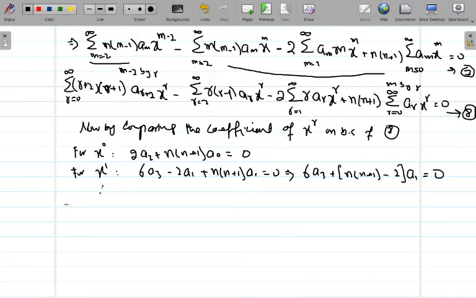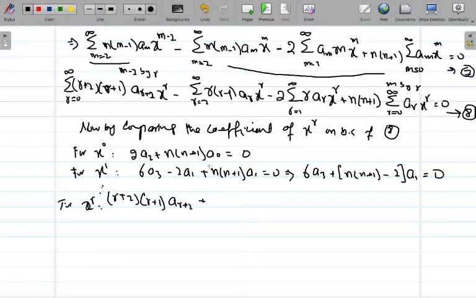and we can continue. For example, for x power r, we can write it as: when r is equal to r, so it is r plus 2, r plus 1, so the general terms will be r plus 2, r plus 1, a r plus 2, and plus the other expression here, a r, a r.